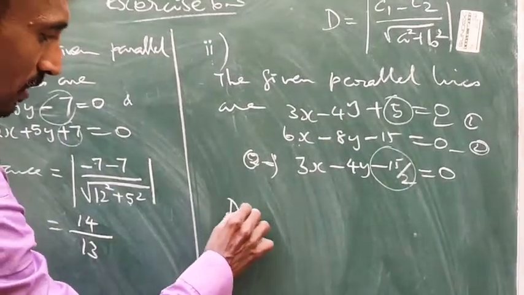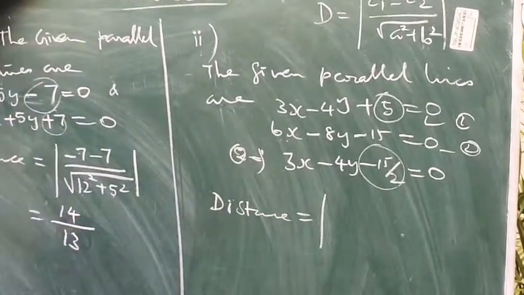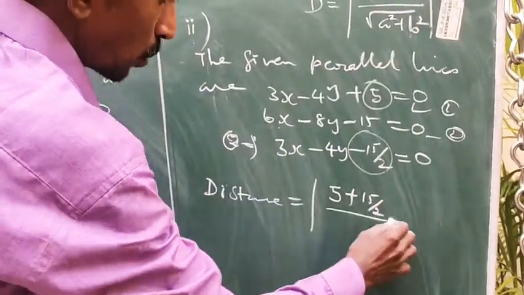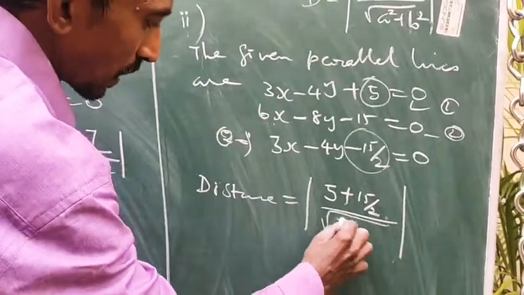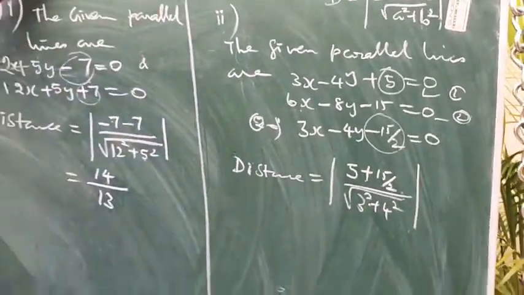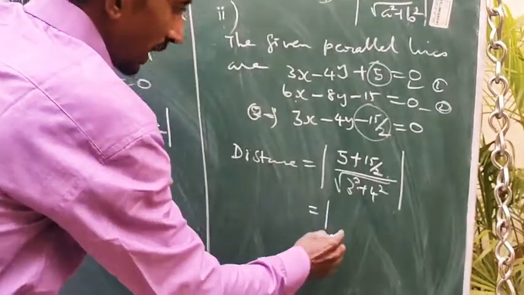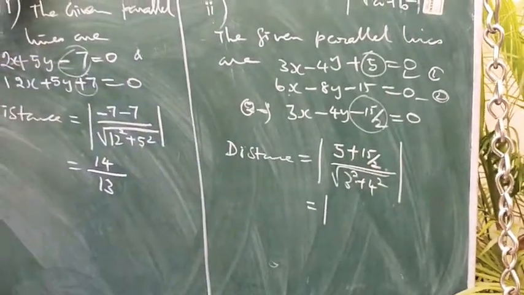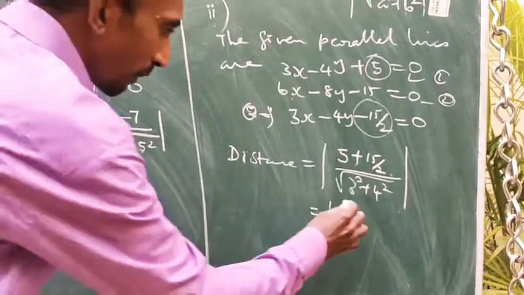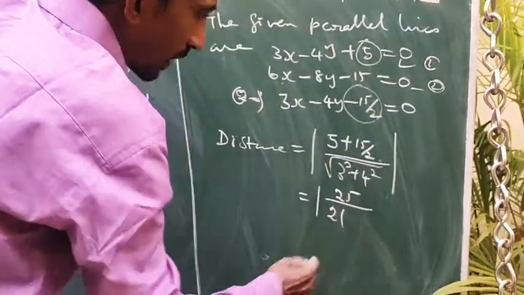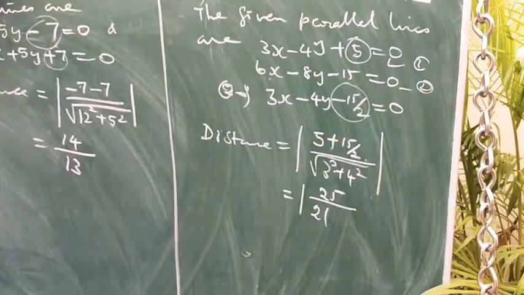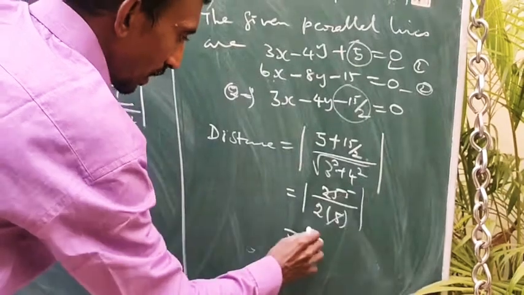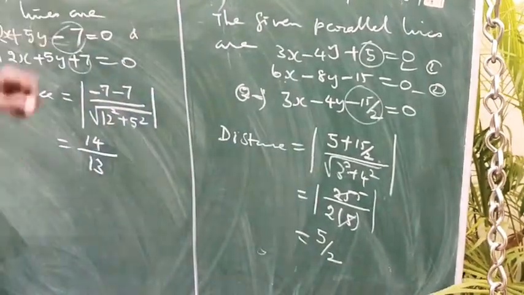Now the distance equals modulus of 5 minus (-15/2) whole divided by root of 3 square plus 4 square, where -4 the whole square becomes plus 4 square. In the numerator take the LCM. So 2 into 5 is 10, 10 plus 15 is 25, so 25 by 2, divided by root of 9 plus 16, which is 25. Root of 25 is 5, so we can cancel. So the distance is 5 by 2 units.